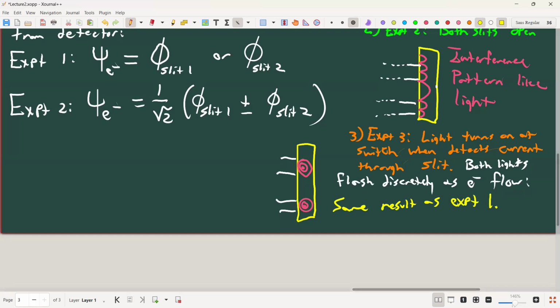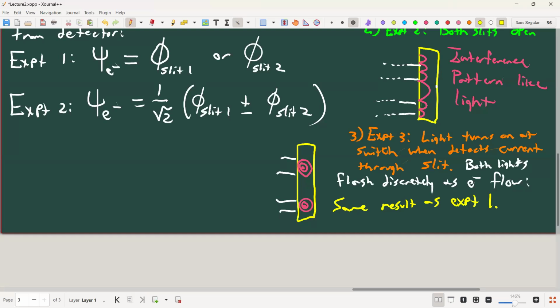Same result in the experiment. So even if I make my detector even worse than that, right? Maybe the problem is that my light is too bright. The fact that my light is flashing is too obvious a detection. So let's make it even less sensitive. Let's turn the light bulb down, make it dimmer and dimmer, so that the light bulb barely flashes when an electron moves by.